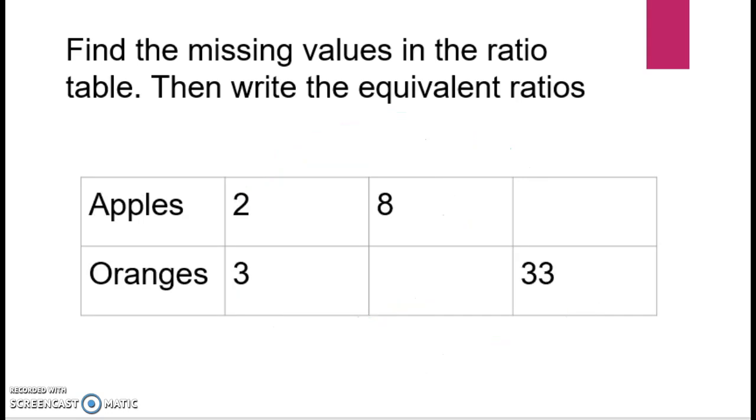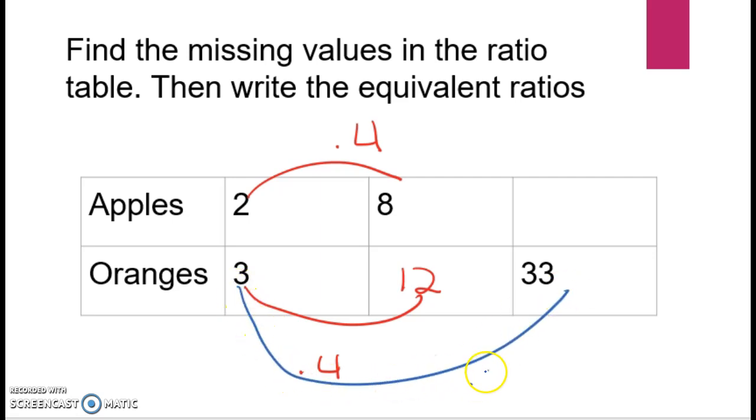And for this next one, I'm doing the same thing. In order to get from 2 to 8, I need to multiply by 4. So I also need to multiply by 4 here. 3 times 4 is 12. And now to get from 12 to 33, I can't do that easily, so I'm going to go back to my 3 here. To get from 3 to 33, I multiply by 11. So here I also multiply by 11. And 2 times 11, that is 22. And that's how I fill that one out.